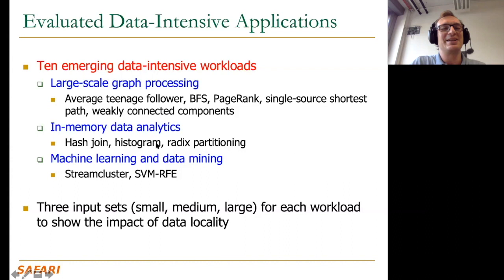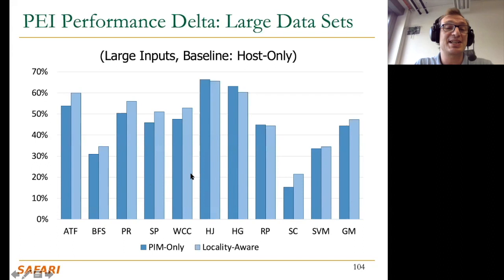Okay, and these are performance improvement numbers for large data sets. These are the large inputs. They don't fit in the cache. As a result, if you execute the PIM-enabled instructions only, always on the near data processing engine, always at the logic layer, then you gain a lot of performance. But you gain slightly better performance if you actually make the decision dynamically, right? Slightly better overall. This GM means geometric mean. It's really the average of 10 workloads. So that's why I'm looking at over here.